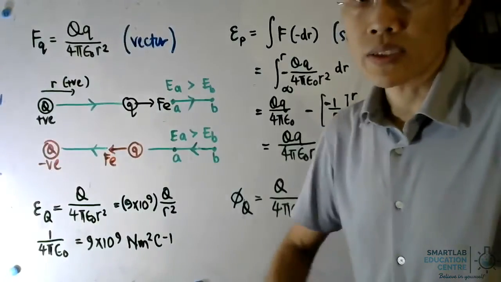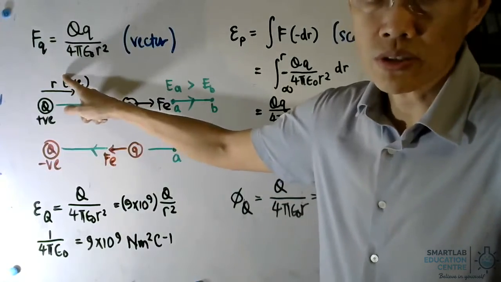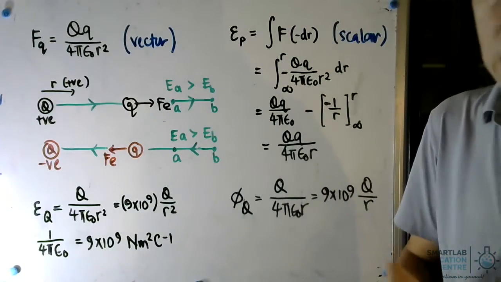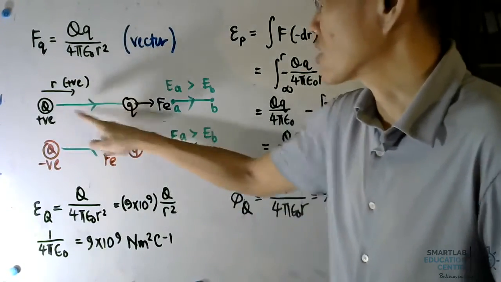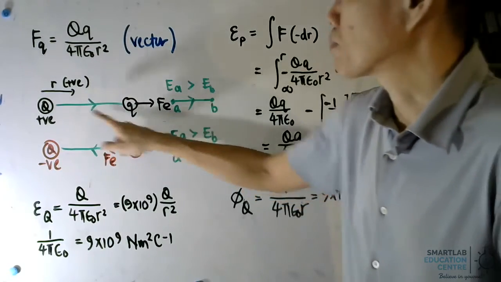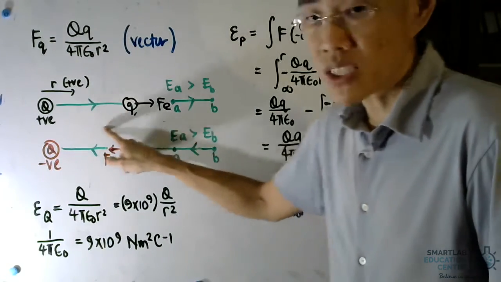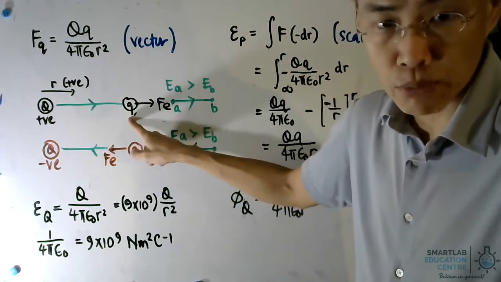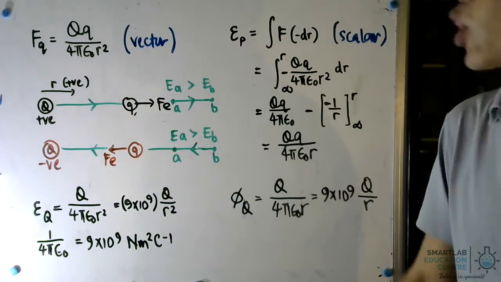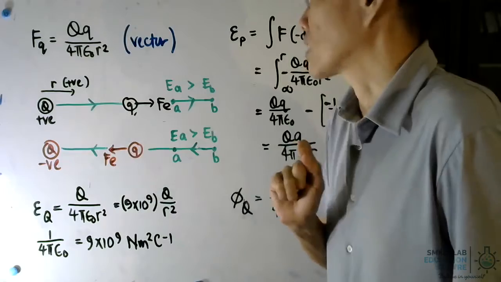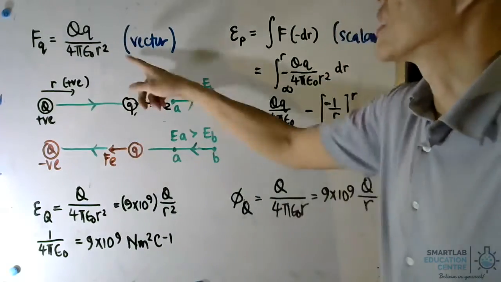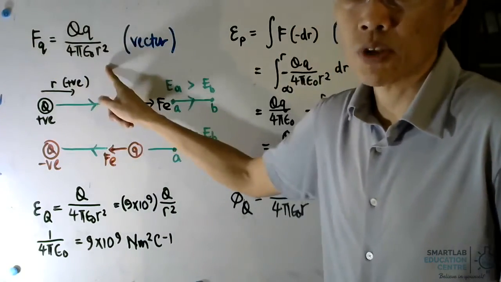Okay, let's now take a look at the electrostatic force of attraction. Coulomb's law states that the electrostatic force between two charges is proportional to the product of the charges, inversely proportional to the square of their separation, and its direction is along the line joining the two charges. Based on that, we can come up with the formula for the electrostatic force of attraction.